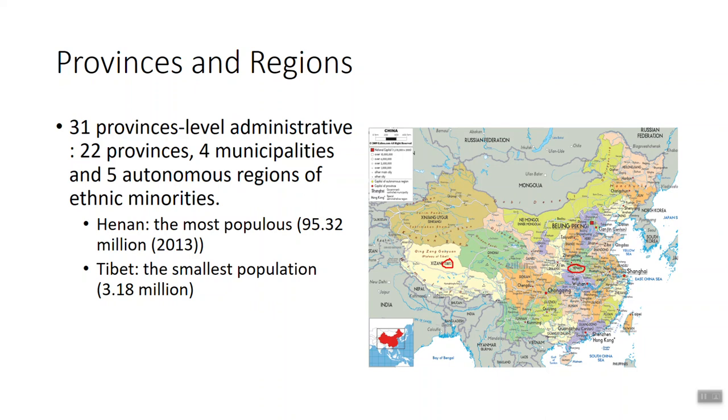For instance, the first macro region I want to point out is the North China Plain, which is this area. This area was the first to have advanced economic development. The reason is that this area is very flat. This is the largest flatland area in China. It's similar to Illinois. So it's flat, so it's good for agriculture.